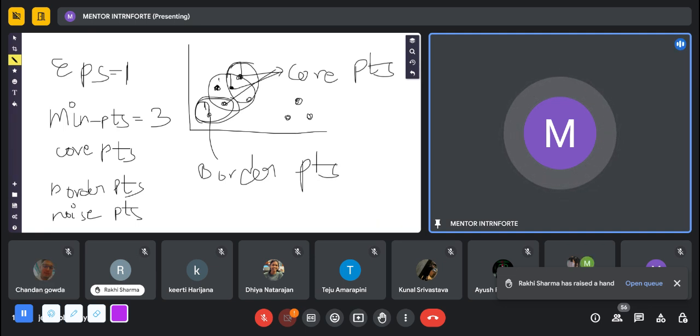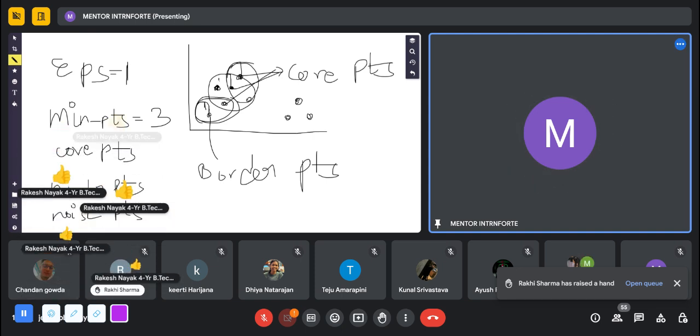Everybody clear with what border points are? And you understood core points and border points both? And what is the difference?